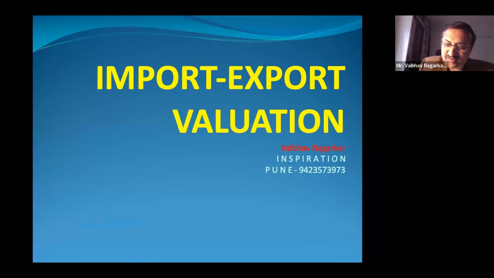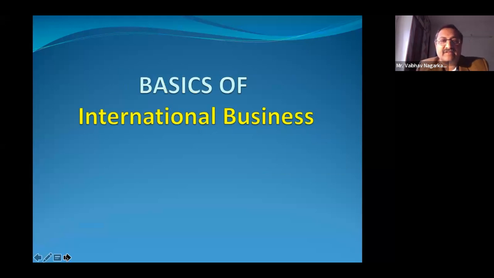It is import-export valuation. First, we'll spend time, the first part, the major part, on the basics of international business. And as the word tells you, international business comprises two commercial activities called purchase and sale. When you purchase, it is called import. When you purchase from the overseas market, it is import. And when you sell in the international market, it is called export. So import and export is nothing but purchase and sale.